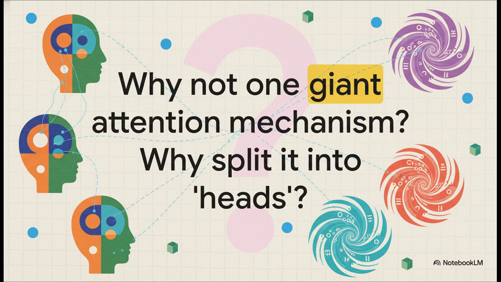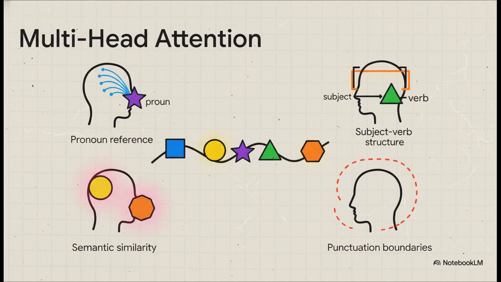But here's the kicker. The model doesn't just do this once. It runs this whole process multiple times, all in parallel. And that naturally leads to the question, why? Why not just have one big, powerful attention mechanism? Why split it up into different heads? Well, the answer is all about specialization.